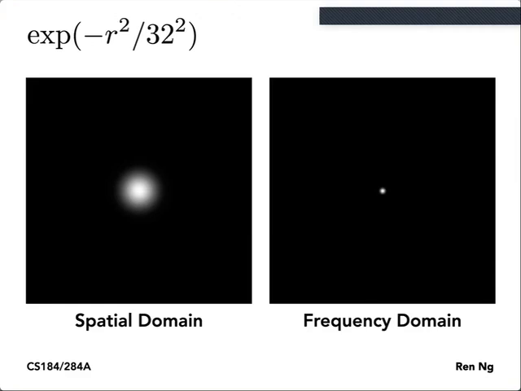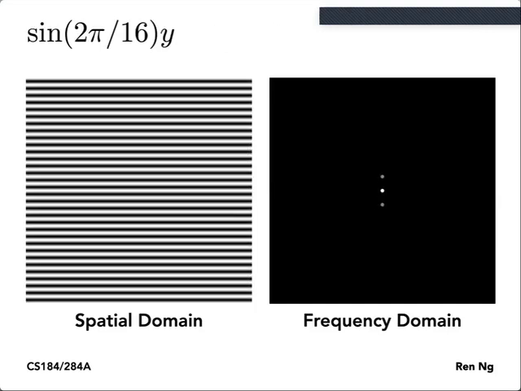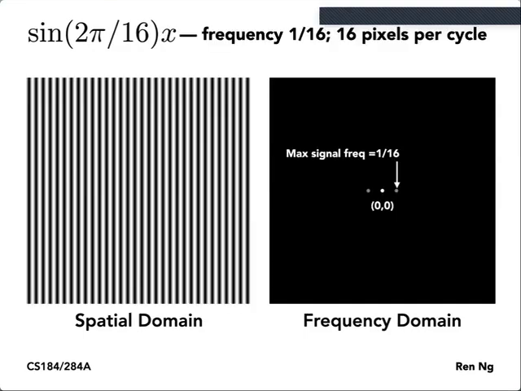Iman, question. I was wondering what it meant in the frequency domain, for example, in the spatial domain where there were the vertical white and black lines, in the frequency domain the dots are horizontal. So I was wondering why the orientation is flipped in the spatial domain versus the frequency domain. Great question. Thanks for asking it. Let's reason that through.